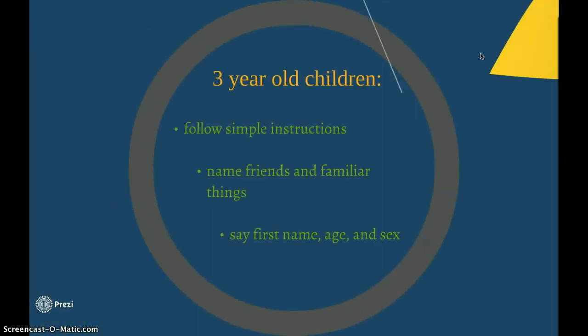By 3 years old, children are typically able to follow instructions with 2 to 3 steps. For example, go outside and kick the ball. They know the names of friends. They can name most familiar things, and they know their first name, their age, and their sex.